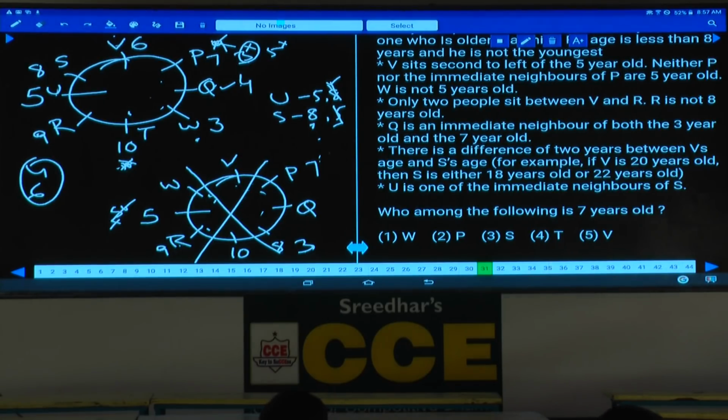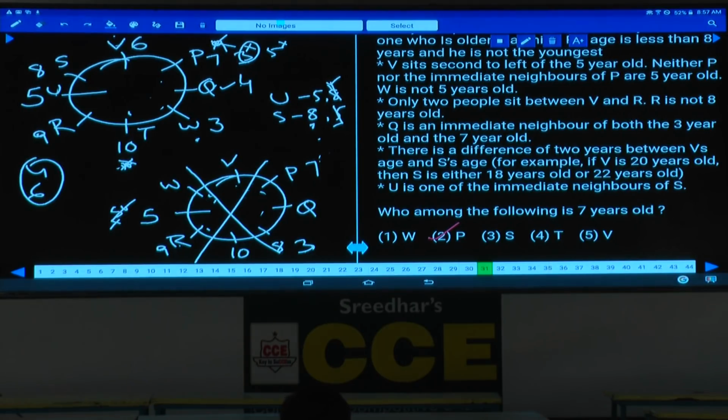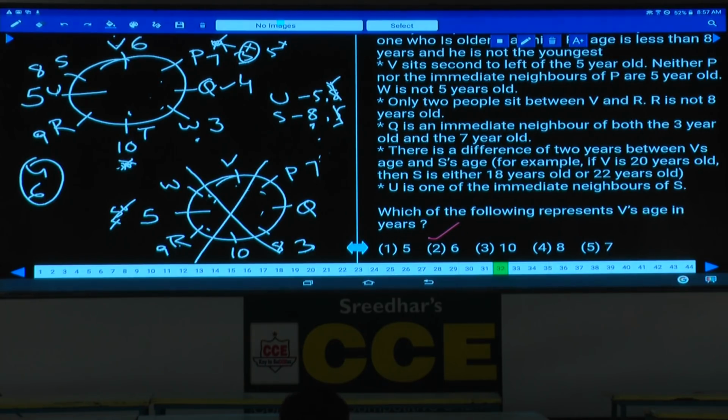Then 31st. Who among the following is 7-year-old? Tell me who is the 7-year-old here. P, and it is given in choice 2. Question number 31, choice 2 is the answer. Then 32, which of the following represents V's age in years? V is 6-year-old, that is choice 2.